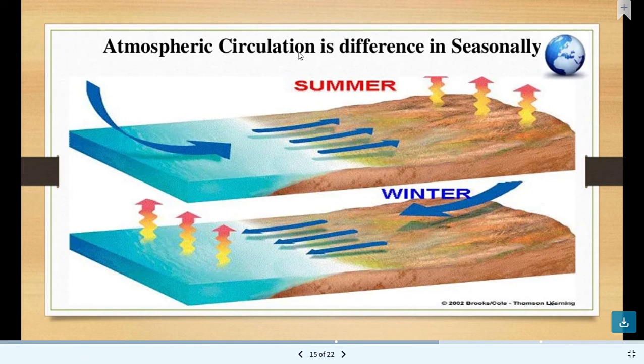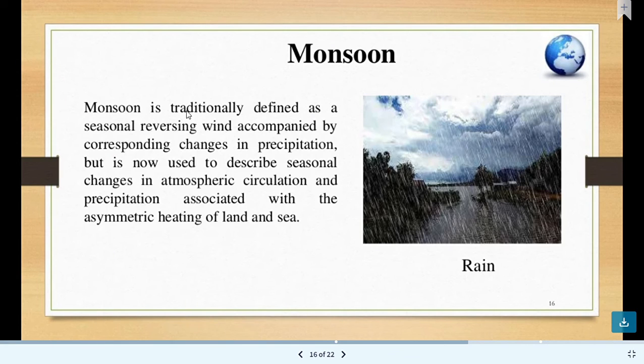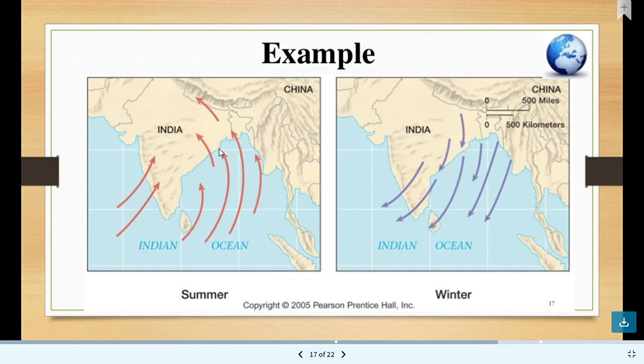Atmospheric circulation differs seasonally, in summer and winter. Monsoon. Monsoon is traditionally defined as a seasonal reversing wind accompanied by corresponding changes in precipitation, but is now used to describe seasonal changes in atmospheric circulation and precipitation associated with the asymmetric heating of land and sea. Rain. Examples are summer and winter.